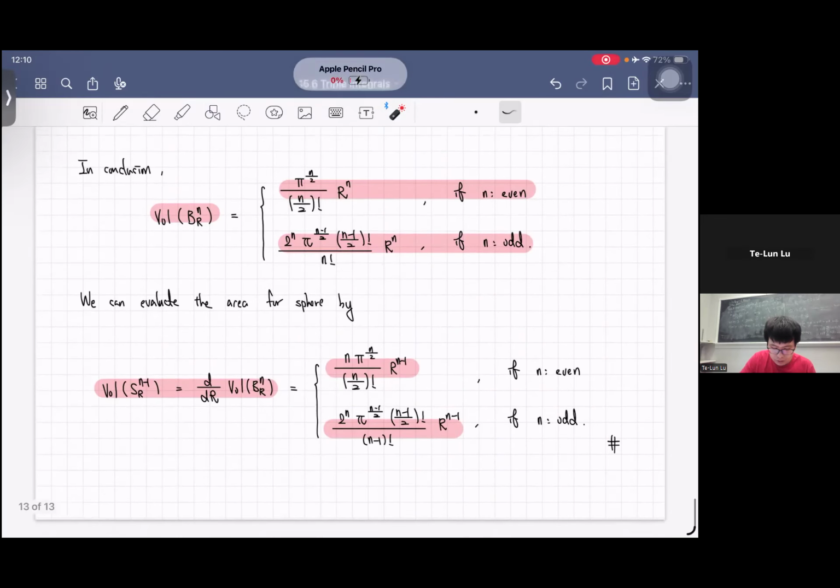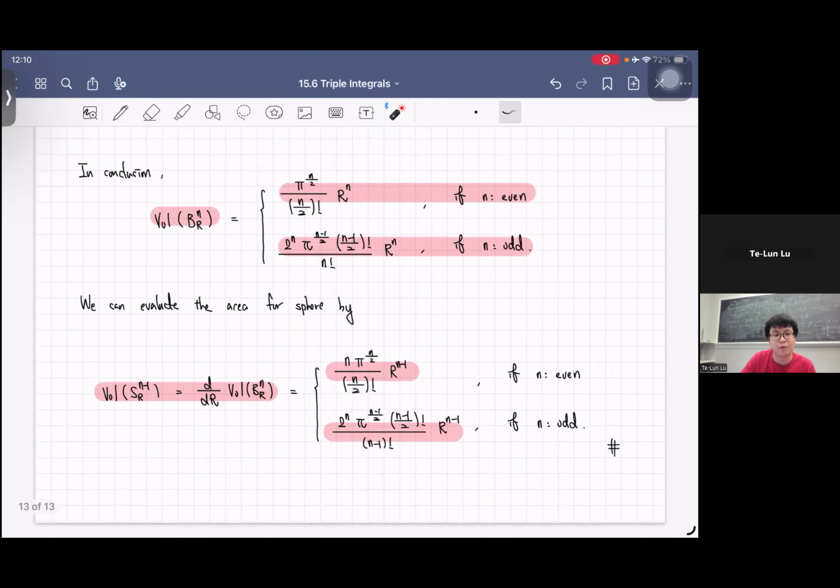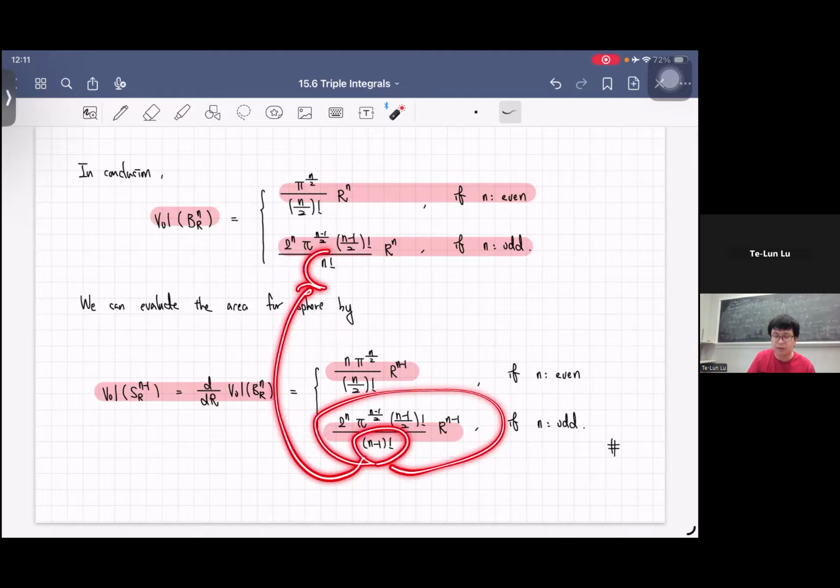And in particular, to evaluate the surface area for the n-dimensional ball, which is an n minus 1 dimensional surface area, you differentiate the volume for the ball, and you get that it is simply a polynomial. So you have an extra n here, and you decrease the exponent by 1. The same thing happens here. The n cancels out the factorial, n minus n factorial.